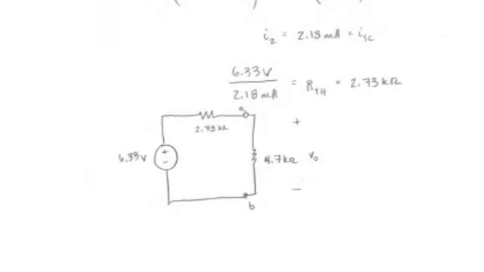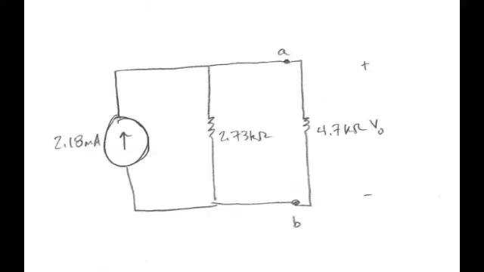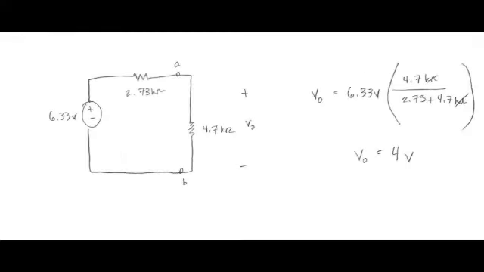There's the Thevenin equivalent circuit with a load resistance thrown back onto it, and there's the Norton equivalent circuit. And just use voltage division to find the V0, which is 4 volts.